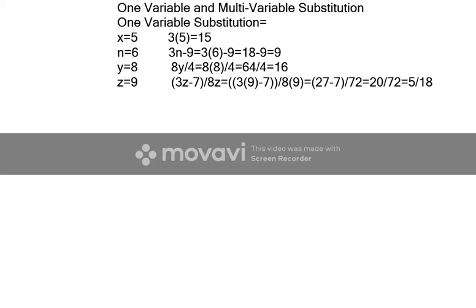Let's go into multivariable substitution. Okay, so for this one, it's basically using two different variables in order to solve the same question, how to substitute to get a final answer. So for this one, it's basically the same thing, you're just applying several different variables.